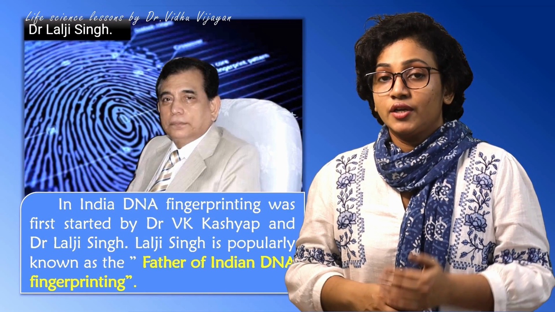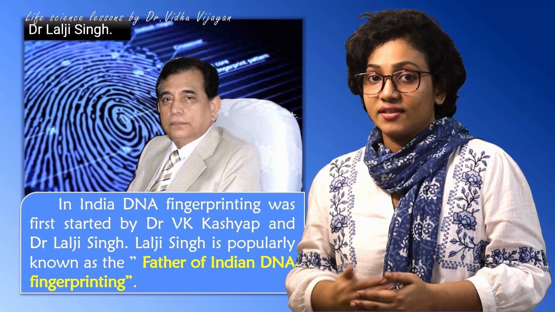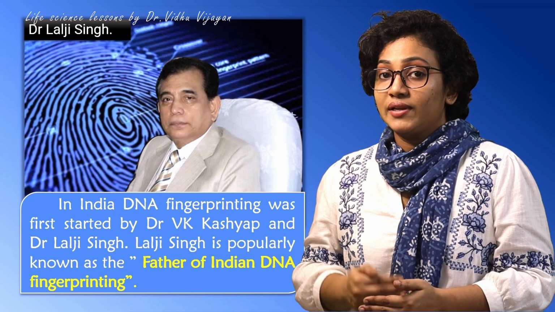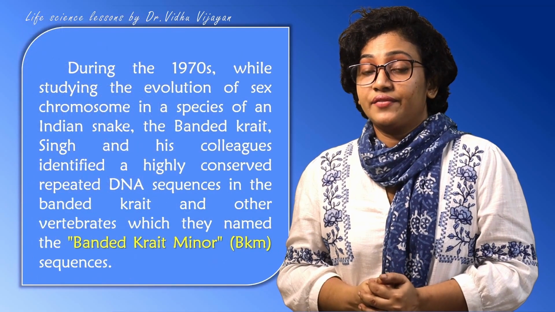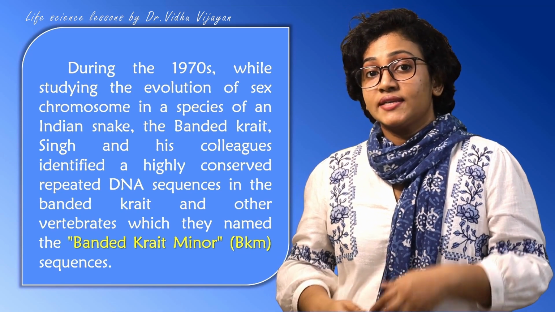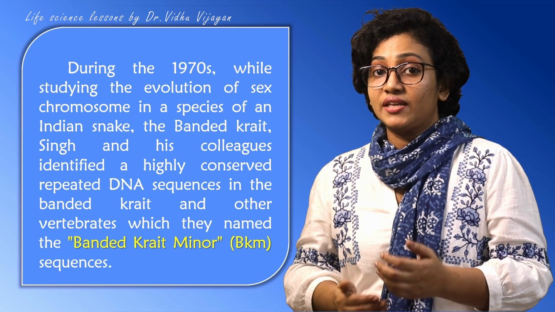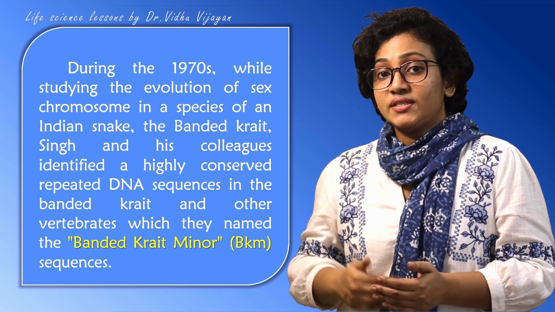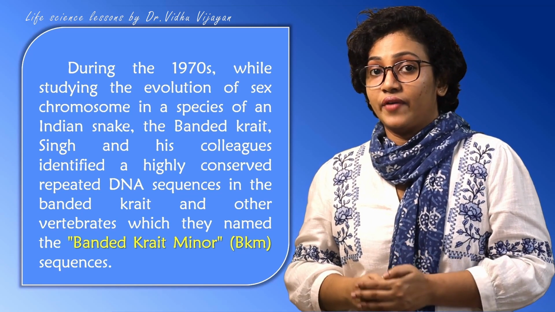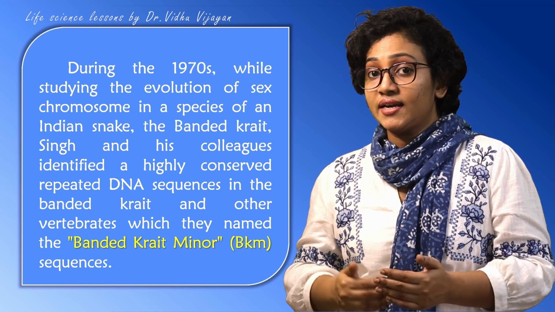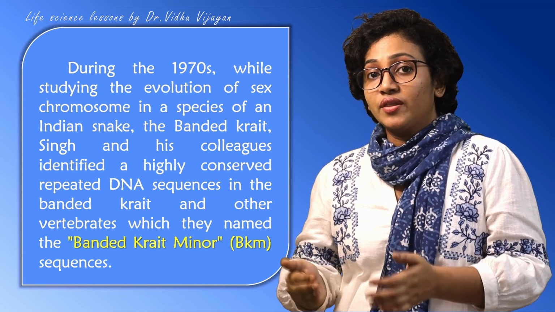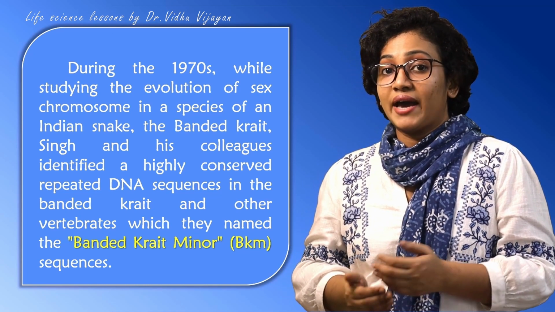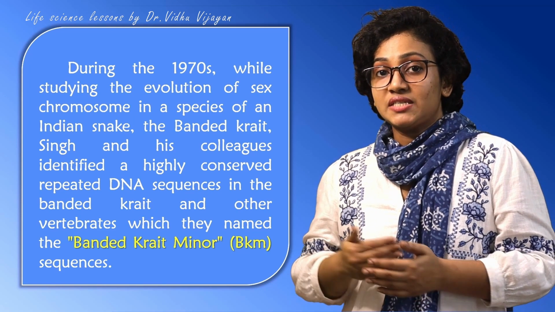In India, DNA fingerprinting was first started by Dr. V.K. Kashyap and Dr. Lalji Singh. Dr. Lalji Singh is popularly known as the father of Indian DNA fingerprinting. During the 1970s, while studying the evolution of sex chromosomes in a species of Indian snake, the banded krait, Dr. Lalji Singh and his colleagues identified certain highly conserved DNA sequences in banded krait and also in other vertebrates. They named it as banded krait minor or BKM sequences.